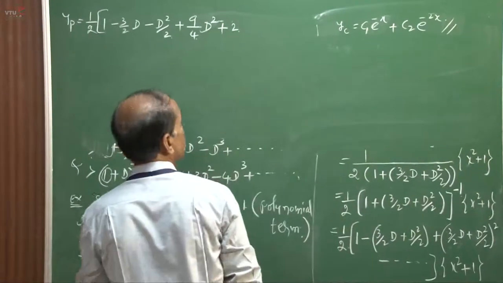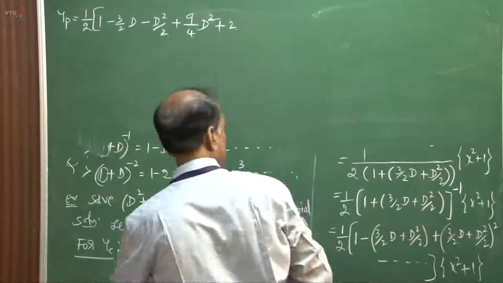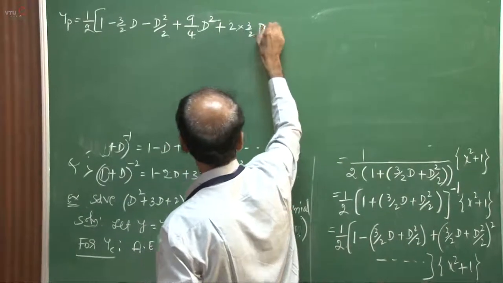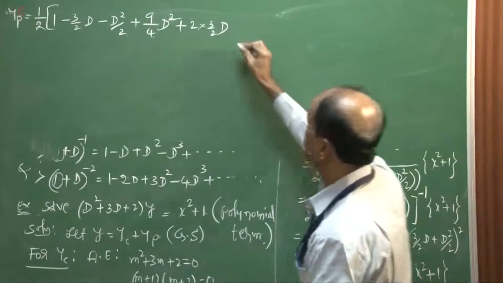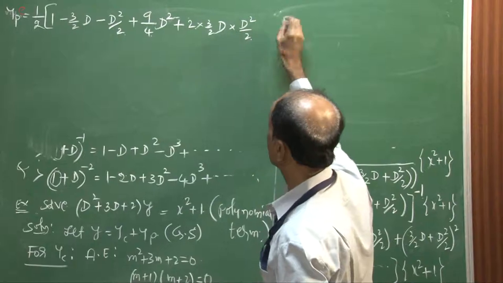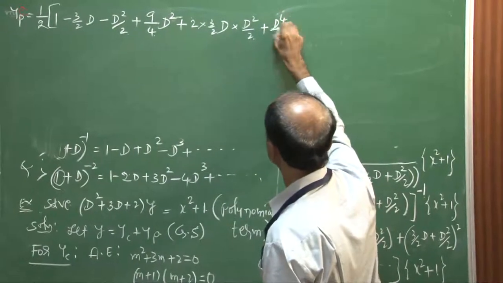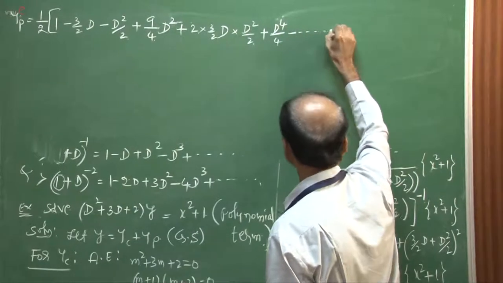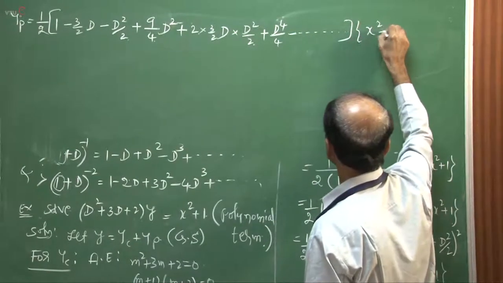plus of 2 times here into 3 by 2 d, this is the term, and d square by 2, that is 2ab, d square by 2, that's right, plus of d to the power of 4 divided by 4, and so on, to be operated on x square plus 1.